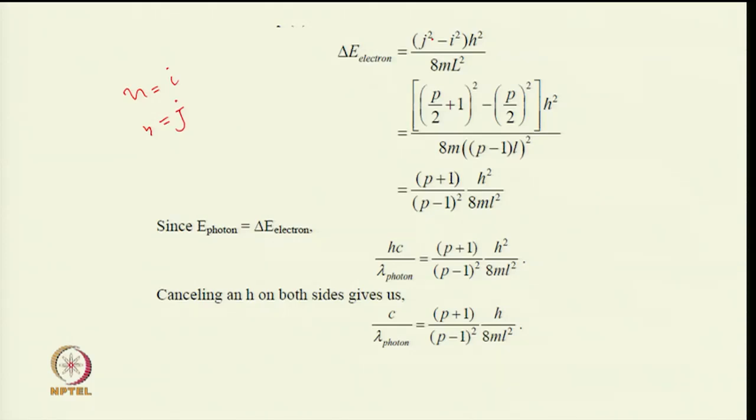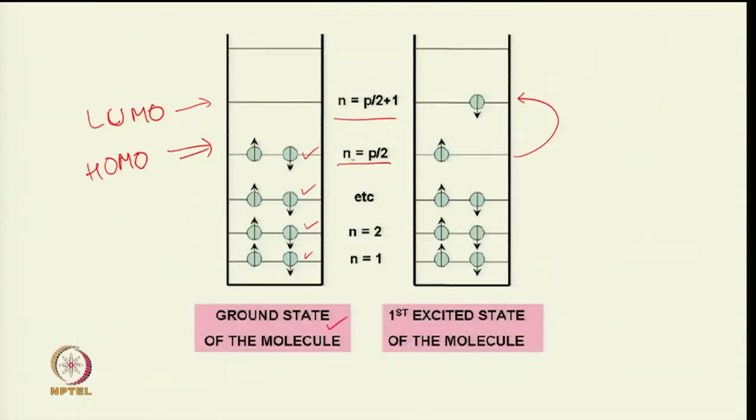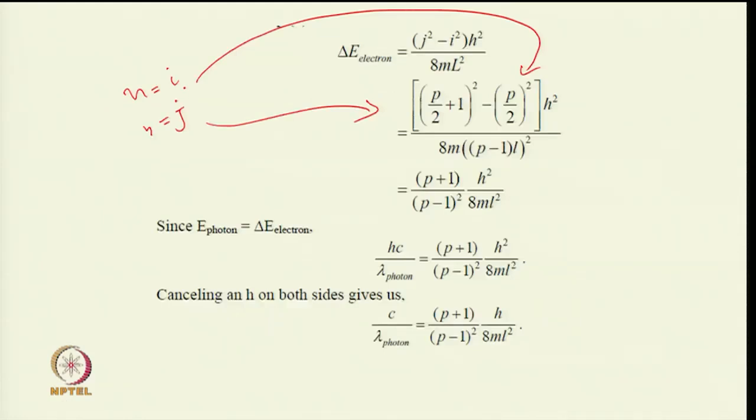And just as we saw, J will be given by p by 2 plus 1, whereas I will be given by p divided by 2. If you remember, in this case, for HOMO n is equal to p by 2, and for LUMO n is equal to p by 2 plus 1. So I is HOMO, and this is your p by 2, and J is LUMO, which is p by 2 plus 1.